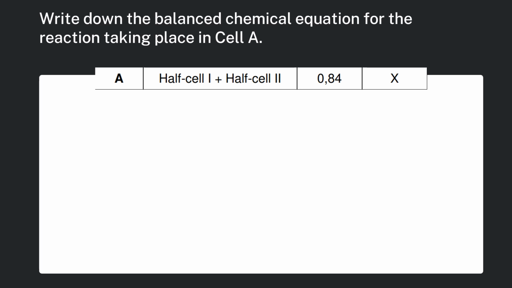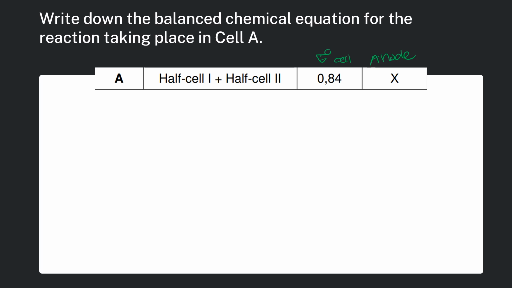Write down the balanced chemical equation for the reaction taking place in half cell A. First and foremost, this is the anode that's given. This is the anode cell, and this is the addition of the reaction. So we have half cell 1 plus half cell 2, and they want us to say what is the chemical reaction that's occurring between both of them.